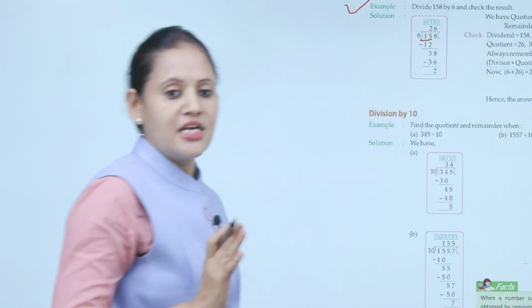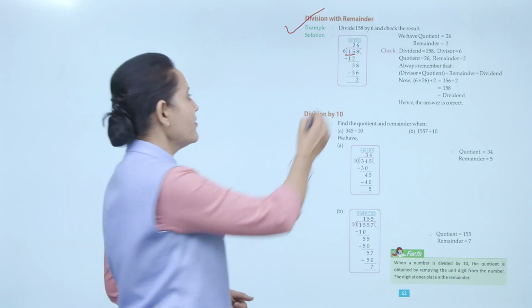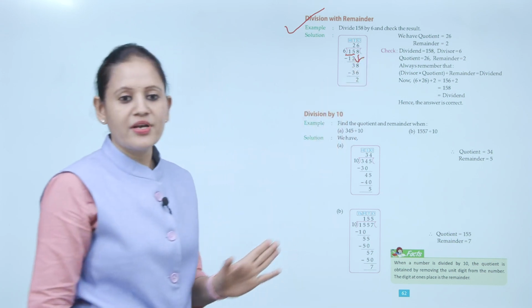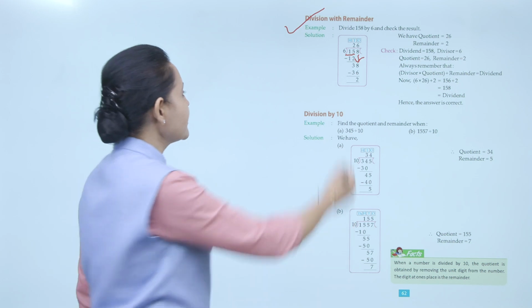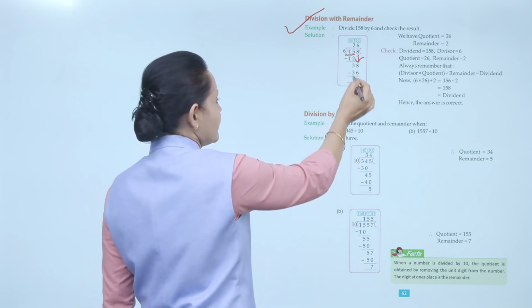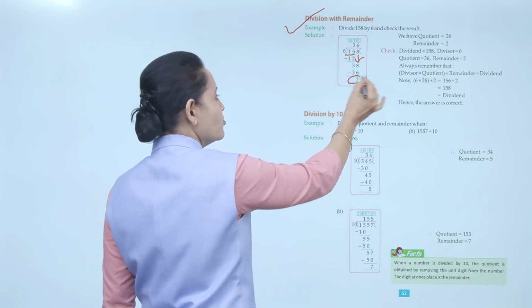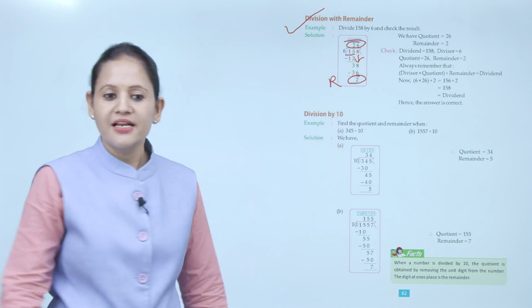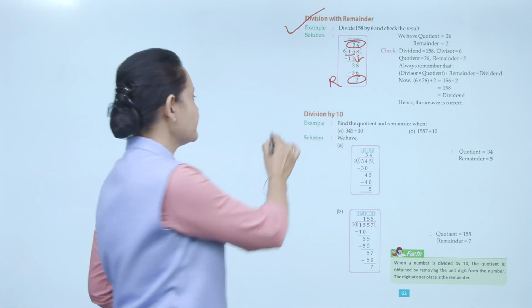Now we cannot divide 3 by 6. Now we'll note down the next number, that is 8. 38. Now we'll divide 38 by 6. 6 6s are 36. Subtract करेंगे, we'll get 2. 2 is remainder here and 26 is our quotient. Clear? Next is division by 10.